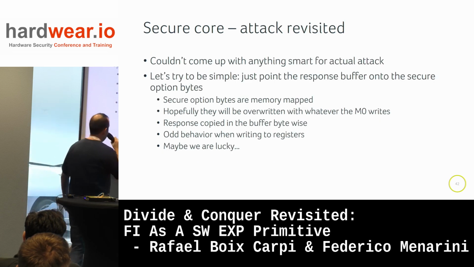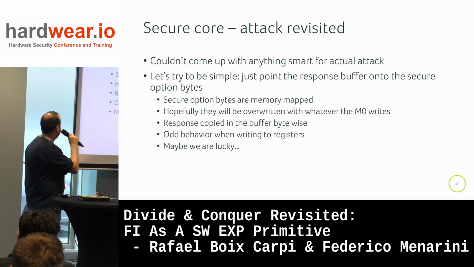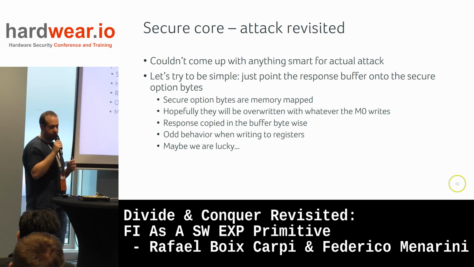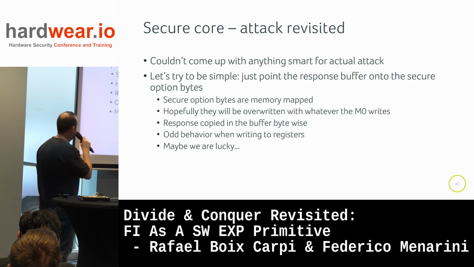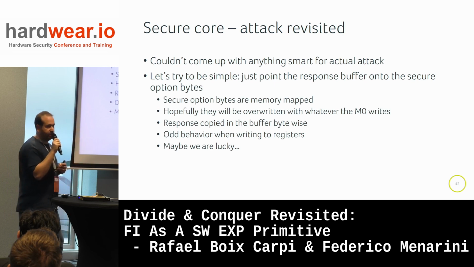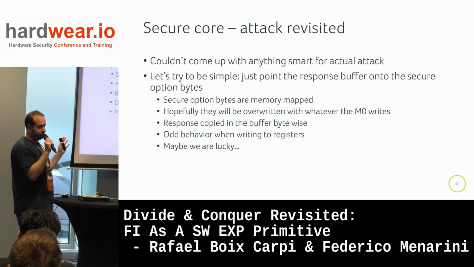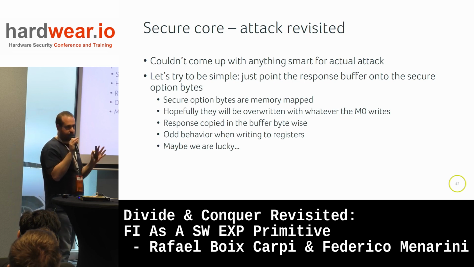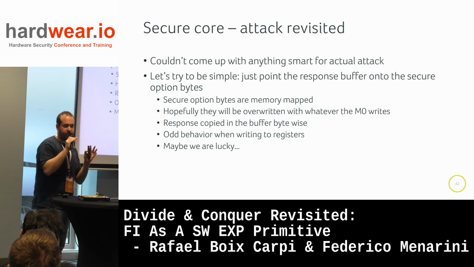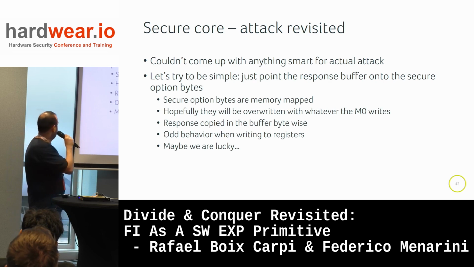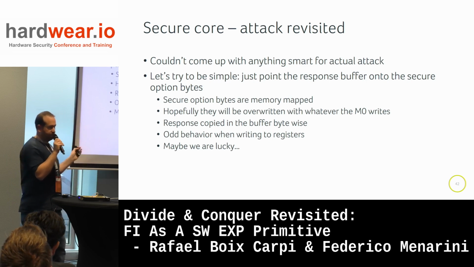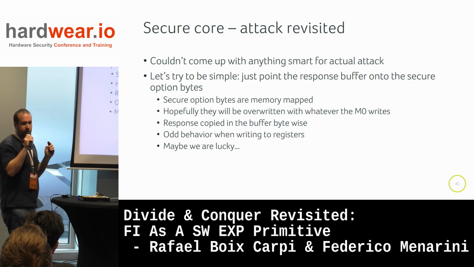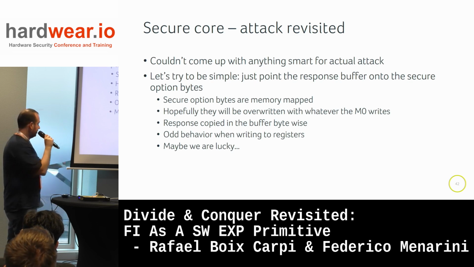So since we couldn't come up with anything smart, we decided to try something simple. If you remember earlier, Rafa explained that there are some secure option bytes that define the security of a secure core. So these option bytes are memory mapped. We know where they are mapped because the view of the physical address is the same between the 2 cores. And we decided, let's maybe just point the response buffer on top of these option bytes.